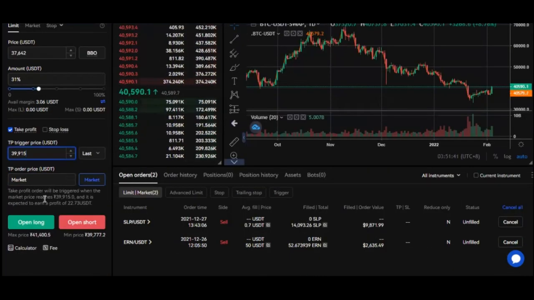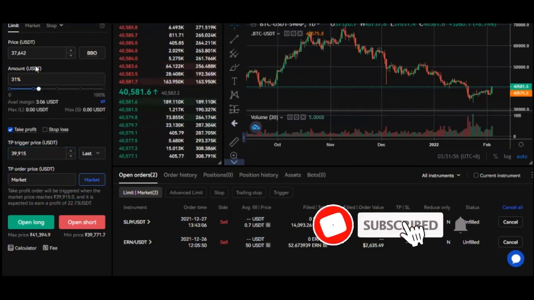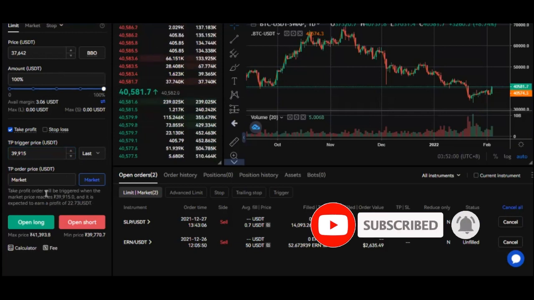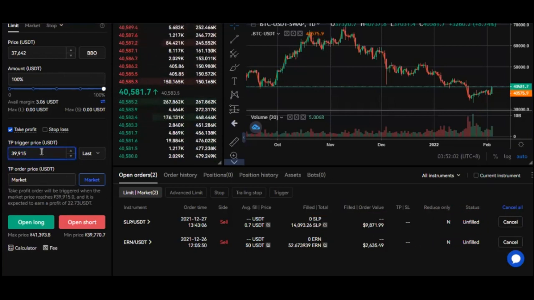Okay. So OKX is letting us know that if this market gets to 39,915, because of the amount of money we are risking here, we will make a profit of $22, okay? $22 using that 125x. If I go ahead and use 100% of the account balance, we still want to take profit at this 39,915. It will still make us that same profit.